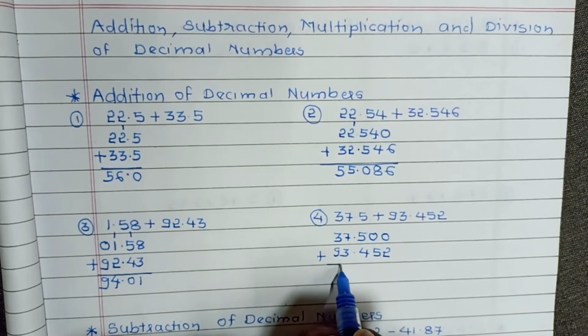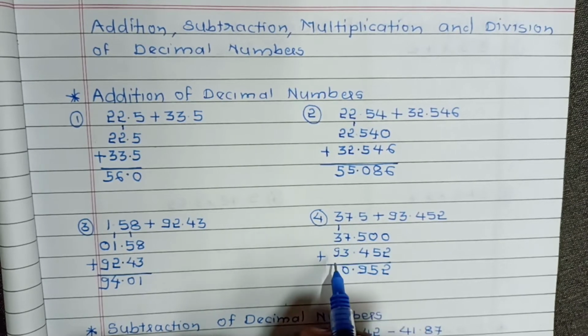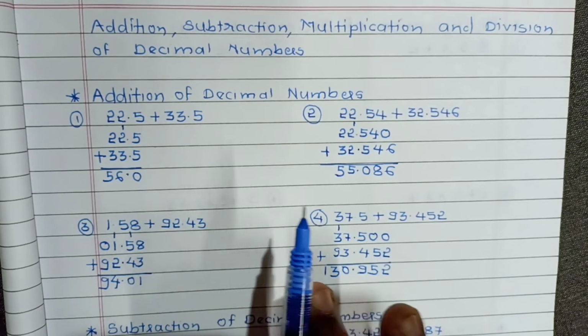Now you have to do the addition. 0 plus 2 is 2. 0 plus 5 is 5. 5 plus 4 is 9. Then decimal point you have to write. Then 7 plus 3 is 10. 1 you have to carry. 3 plus 1 is 4. 4 plus 9 is 13. So final answer is 130.952. So this is the way you have to do the addition of decimal numbers.